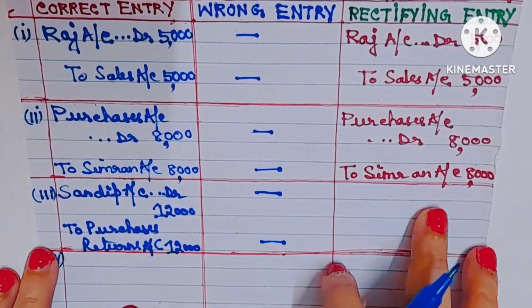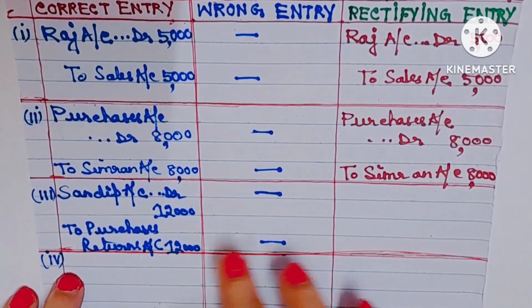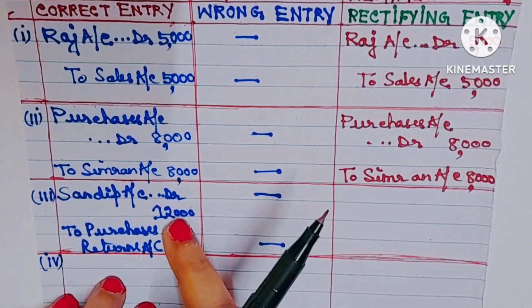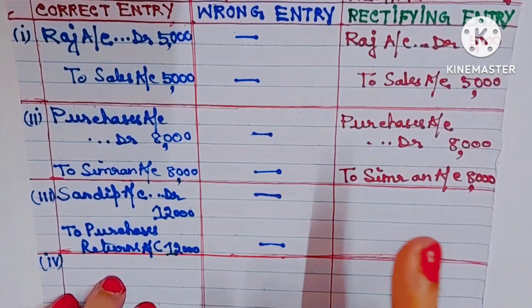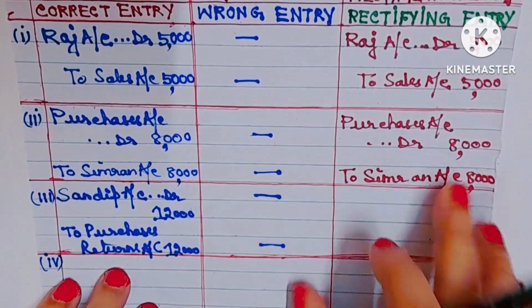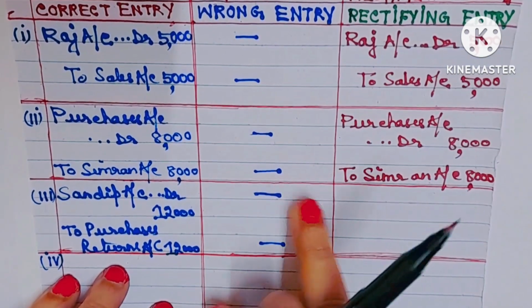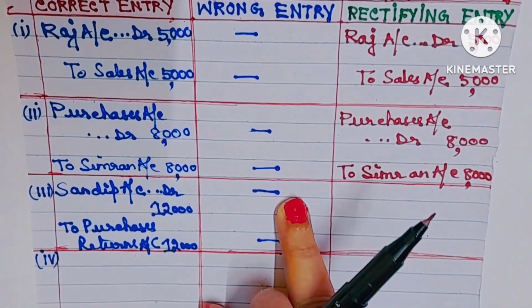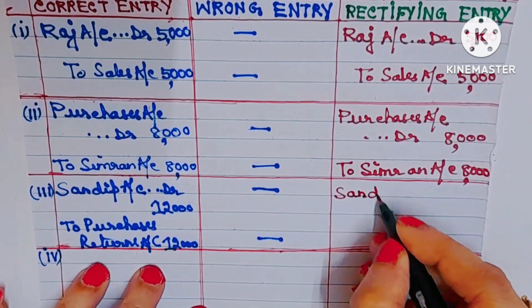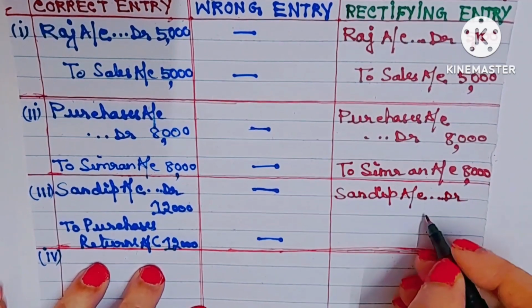Now, we have to rectify the wrong entry. Okay. So, what is the technique? Compare the correct entry with the wrong entry. So, what is the correct entry? Sandeep account debit 12,000 is the correct entry on the debit side. And the wrong entry on the debit side is dash. So, we have to rectify the wrong entry. Since nothing has been recorded in the wrong entry on the debit side, we have to write the correct entry. So, let's copy the correct entry. Sandeep account debit rupees 12,000.